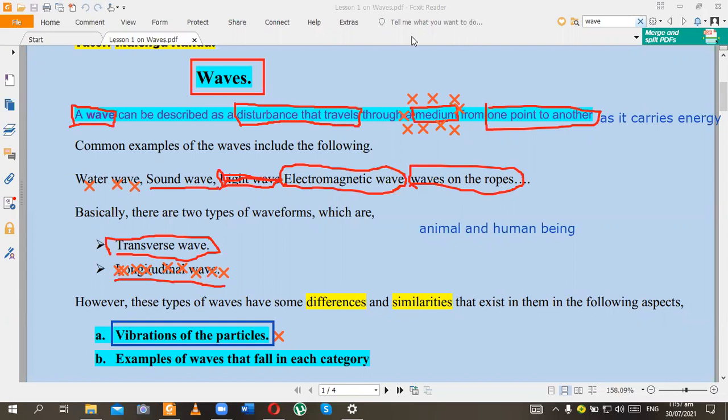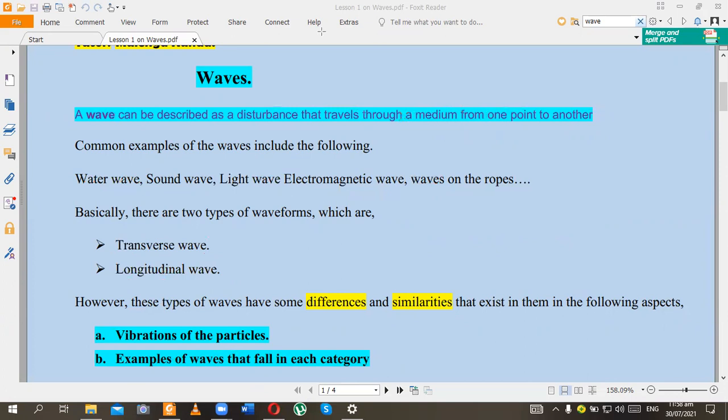The other one that we can look at, when you're told to distinguish, is the examples of waves. I can also look at that. So these are two aspects that you can consider when you're told to distinguish the transverse wave as well as longitudinal waves. Okay, we go to the next page.